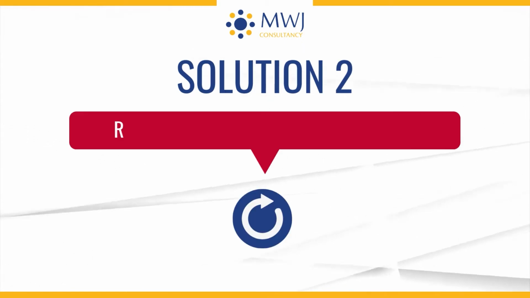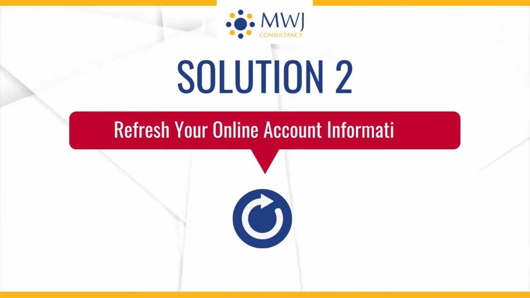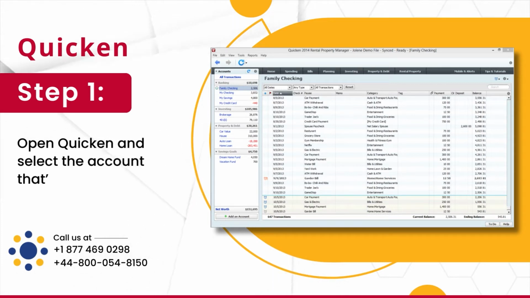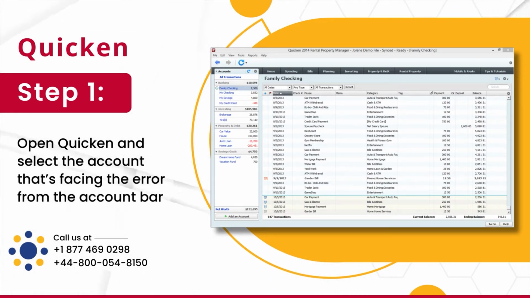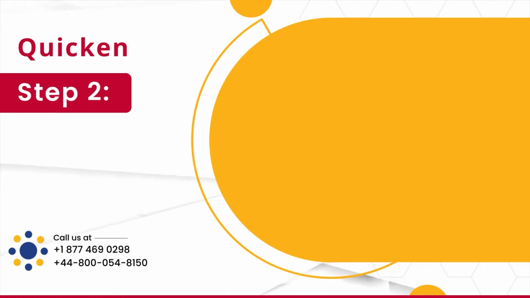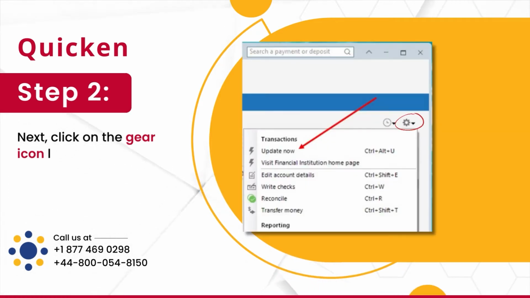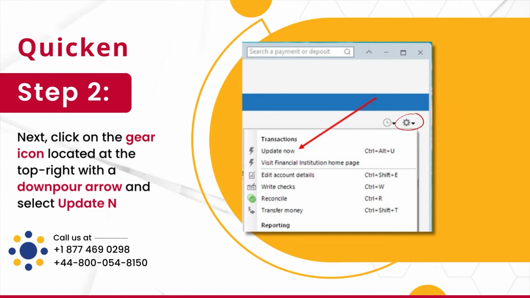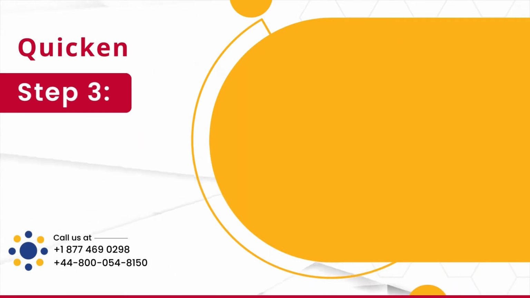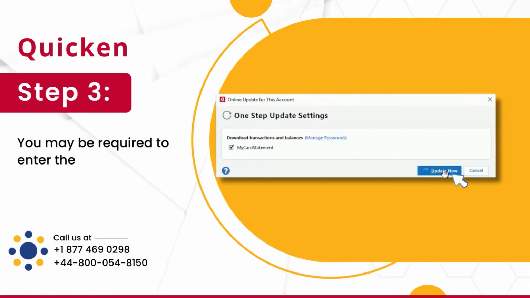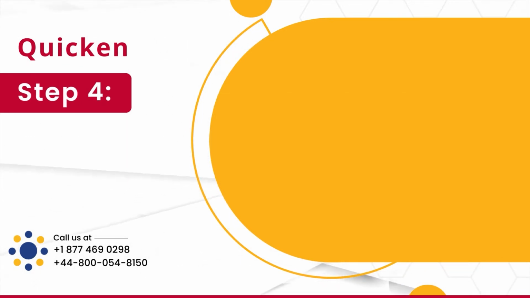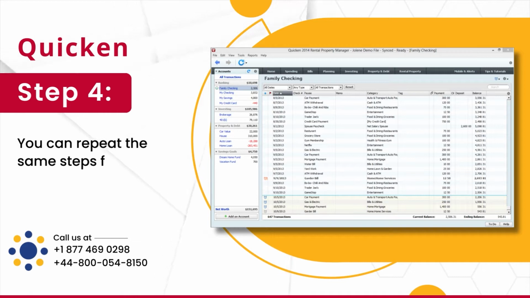Solution 2. Refresh your online account information. Step 1. Open Quicken and select the account that's facing the error from the account bar. Step 2. Next, click on the gear icon located at the top right with a down arrow and select Update Now. Step 3. You may be required to enter the password. Once done, click Update Now. Step 4. You can repeat the same steps for other accounts as well.